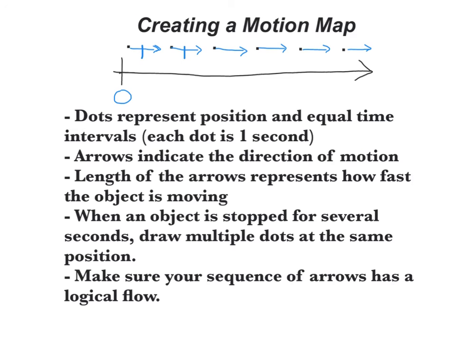And if you wanted to add lines here, like kind of congruency lines to show that these are all supposed to be the same length, meaning that I'm moving at the same speed the whole time, you could do that. And then obviously if I would change speeds, using different congruency lines, like putting 2 lines instead of 1, something like that. Now one thing I didn't really show, but I'll show in the next example, is that when an object is stopped for several seconds, we're going to draw multiple dots at the same position. And then it makes sure that your sequence of arrows has just kind of a logical flow to it. And we'll see that in the next kind of situation.